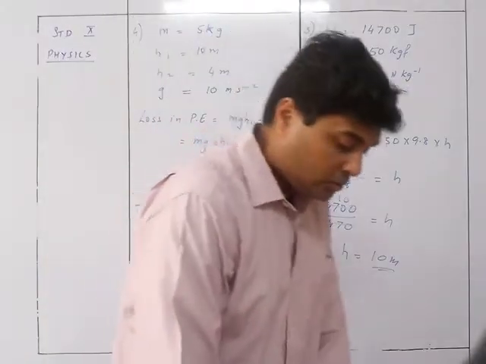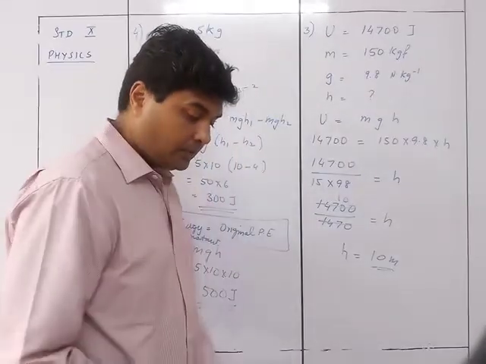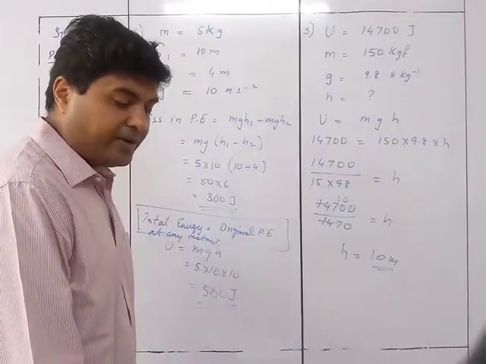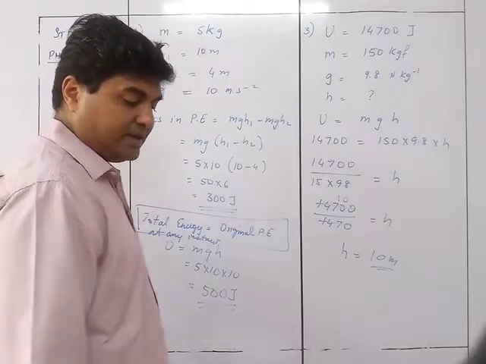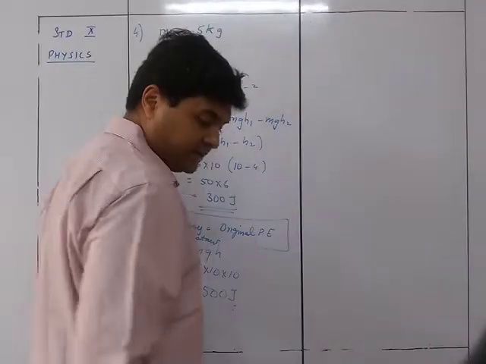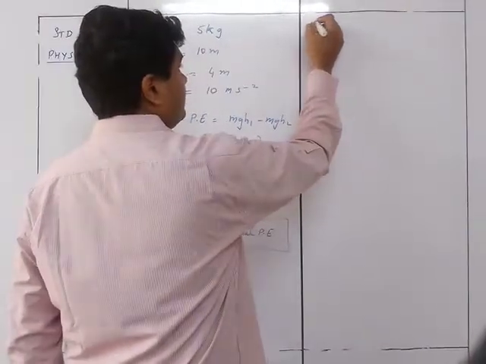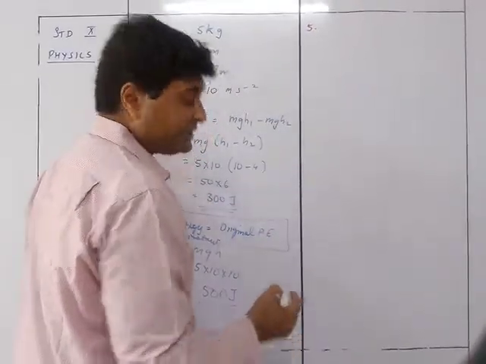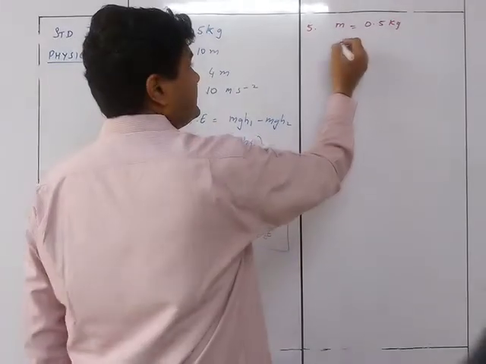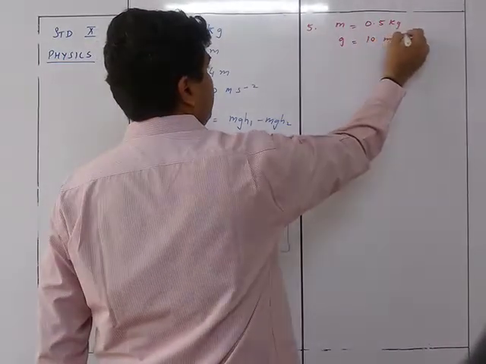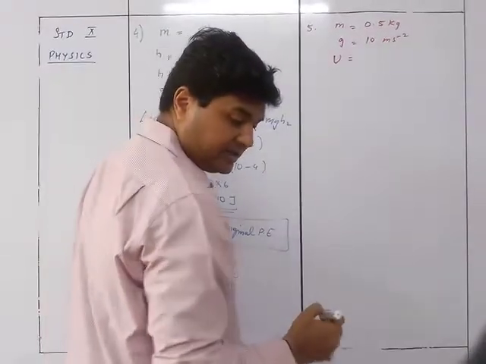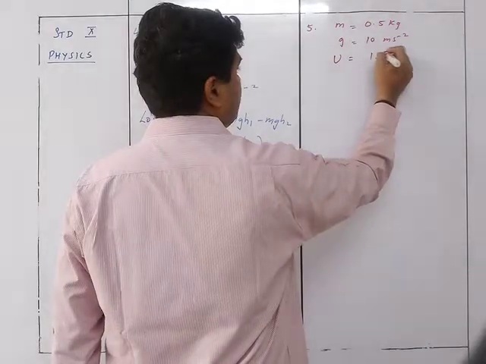So we move forward to sum number 5. Calculate the height through which a body of mass 0.5 kg is lifted if the energy spent in doing so is 1 joule. Take g as 10 meter per second square. So let's write the data first. The mass is given to you as 0.5 kg, g is given as 10 meter per second square, and the energy U, that is potential energy, or the energy spent in doing so, is 1.0 joule.